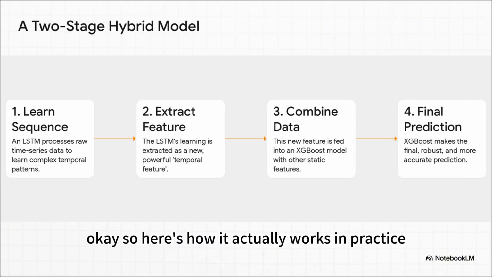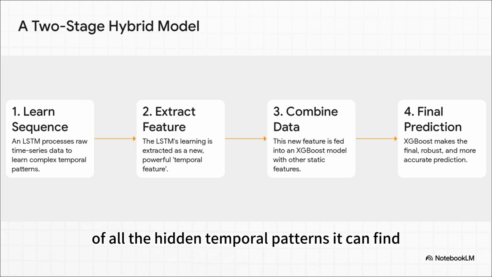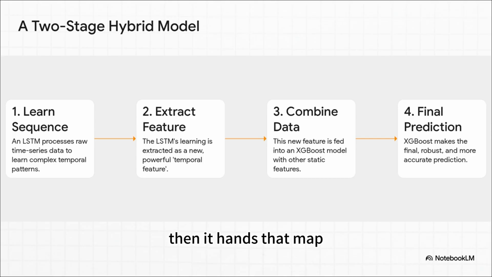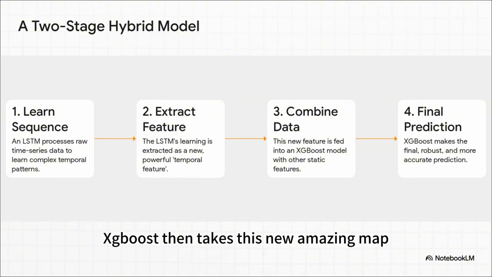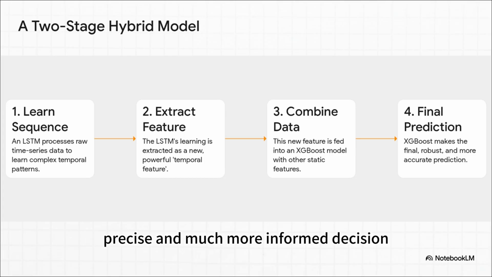Okay, so here's how it actually works in practice. It's so cool. First, the Explorer, the LSTM, goes deep into the raw time series data, and it draws a map of all the hidden temporal patterns it can find. Then, it hands that map, which is now a powerful new feature, over to the master craftsman, XGBoost. XGBoost then takes this new, amazing map, combines it with all its other tools and features, and makes the final, precise, and much more informed decision.